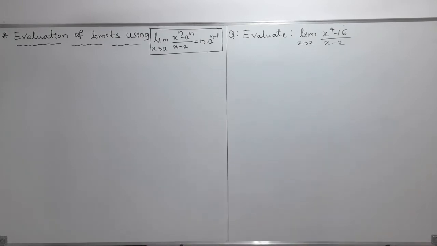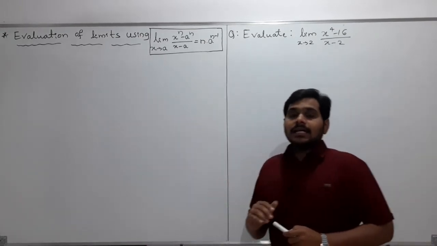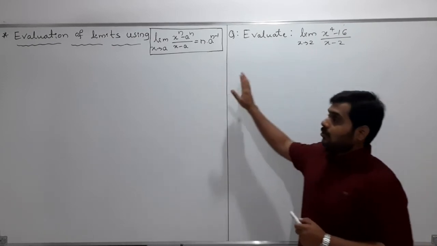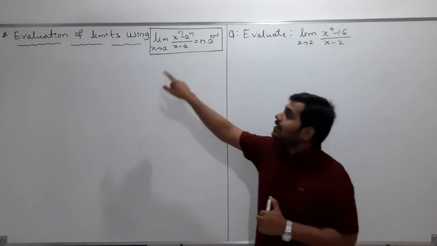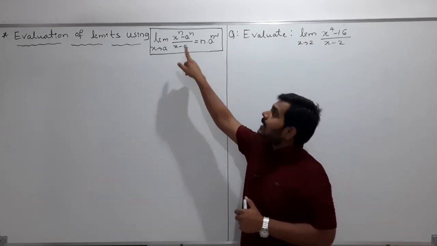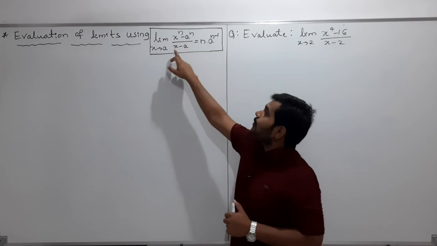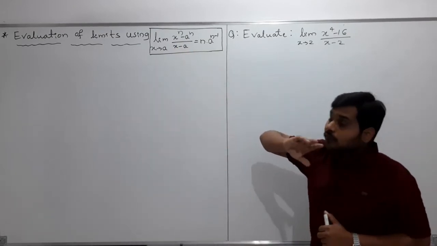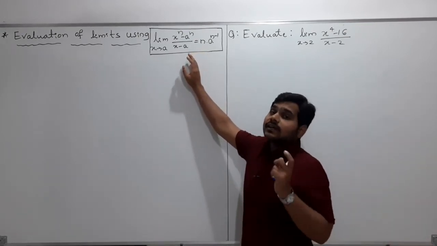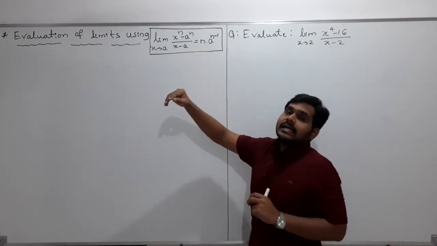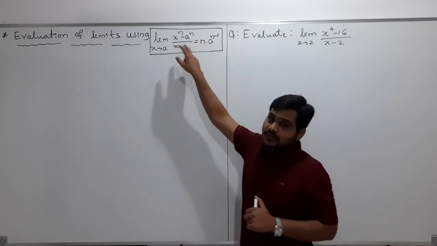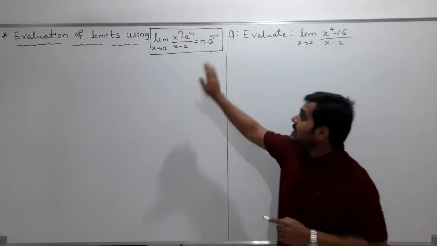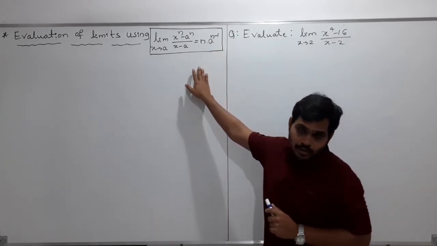Yes. Now my dear students, previously we discussed evaluation of the limit by using factorization. Now I wrote the next heading, that is evaluation of the limits using the limit of x to the power n minus a to the power n whole divided by x minus a as x tends to a. If the given question is in this form, in that case directly we can write the limit value as n into a to the power n minus 1. Clear? So please remember this result. This is very very important.